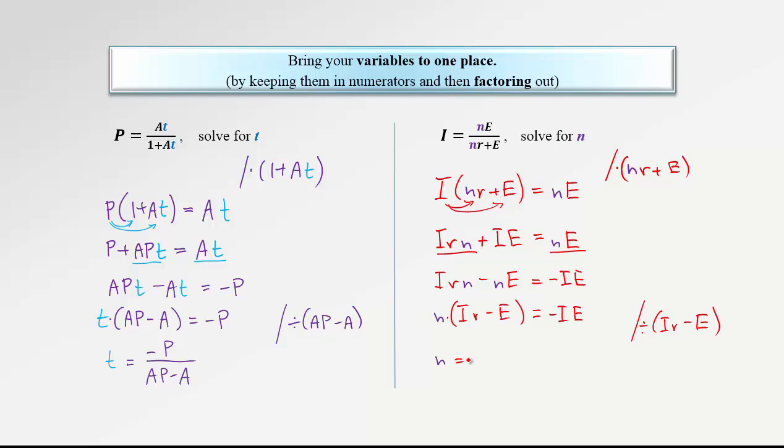So n equals negative Ie over IR minus e, or if we don't want to see this negative in the numerator, we can bring it to the denominator, and that becomes Ie over e minus IR. And that's done.